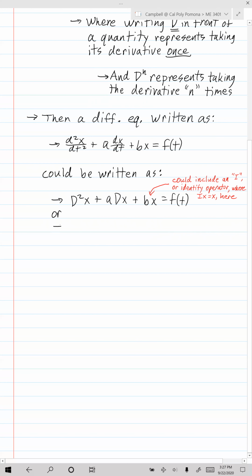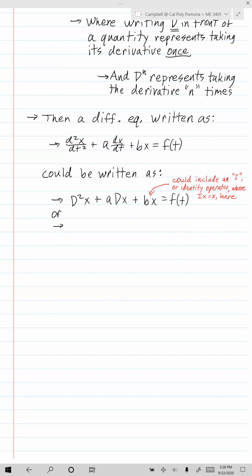Now, as I said, even though the differential operator is an operator in and of itself, I've already indicated that differential operators follow the same patterns that we typically see in algebraic expressions.